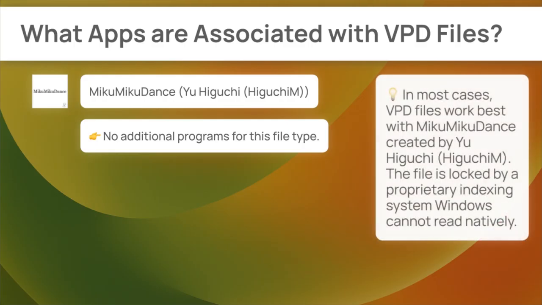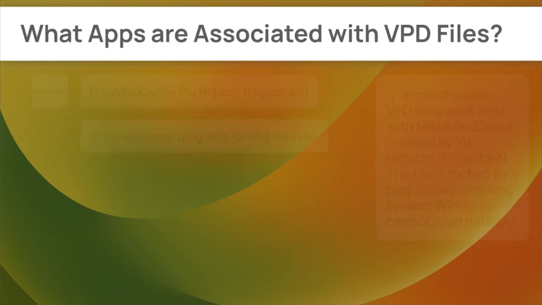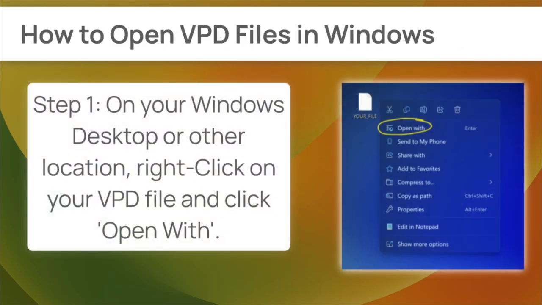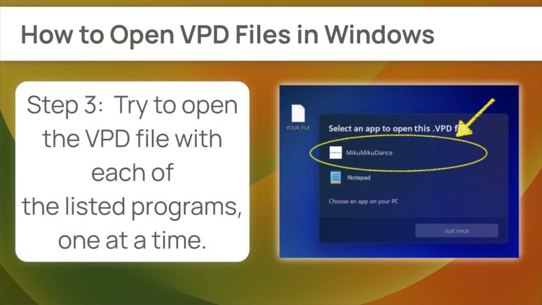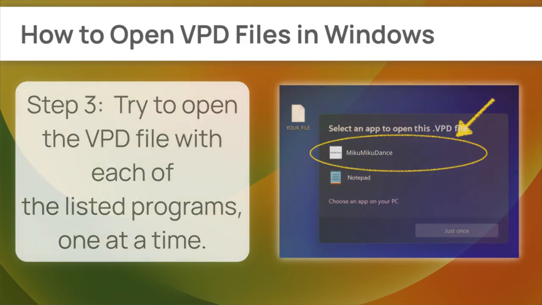The file is locked by a proprietary indexing system Windows cannot read natively. Windows reveals only minimal metadata, while full interpretation requires engine-specific utilities. We're testing the system's ability to interpret the file's data block. Right-click the VPD file and click Open With. Test MikuMikuDance first. If it's unavailable, choose another program. The correct tool is key.